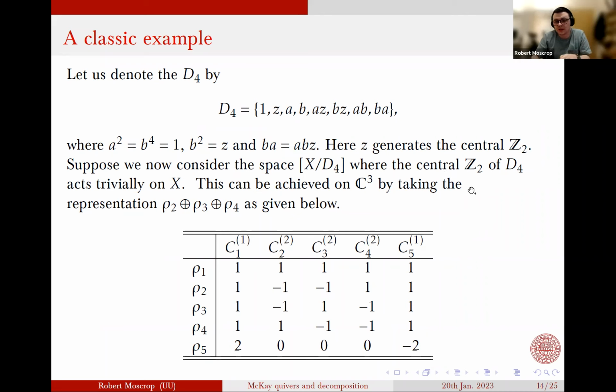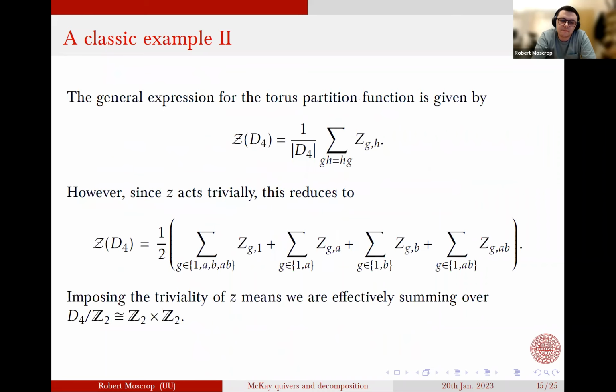And the way that we can probe that is by doing what I mentioned earlier. I want to look at some observable and try to see what goes on with it. So if we take the torus partition function, there are other things we could try to do, but the torus partition function is a pretty nice one to see in this case. Then this is just the general expression.